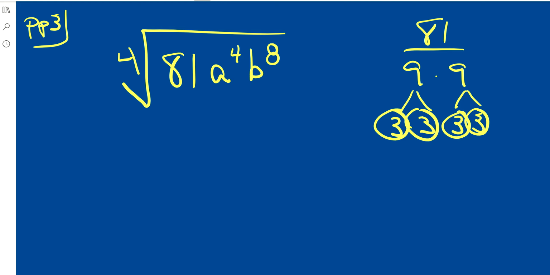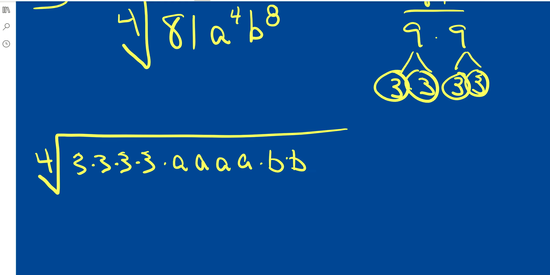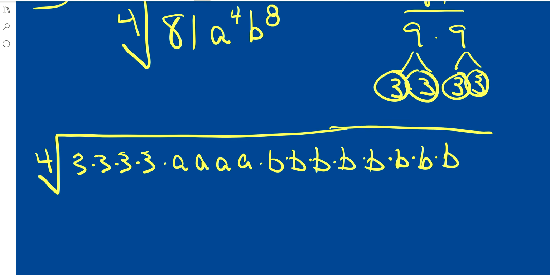All right, so let's see. What am I going to have here? 4th root of, no, not that. I already did that. This, 3 times 3 times 3 times 3. That's my 81. And then I'm going to have times A times A times A times A, and then times B times B, and I got to do this 8 times. There's 4. 1, 2, 3, 4. Okay, and let's extend this out, and there we go.